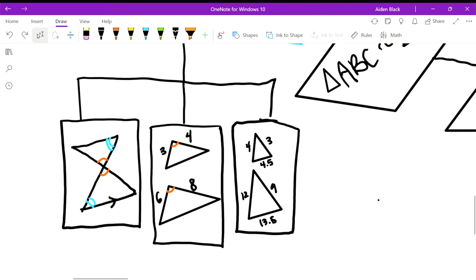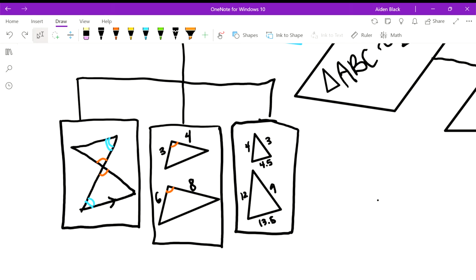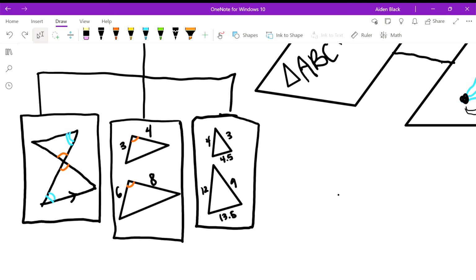And then obviously with our other ones, we know side, angle, side. We need to make sure those sides are proportional. And we know that angle is congruent. And then side, side, side, we use all three sides. Make sure that those are proportional.